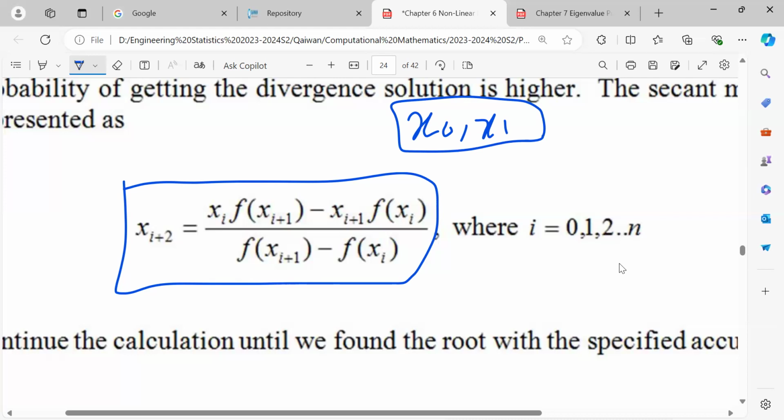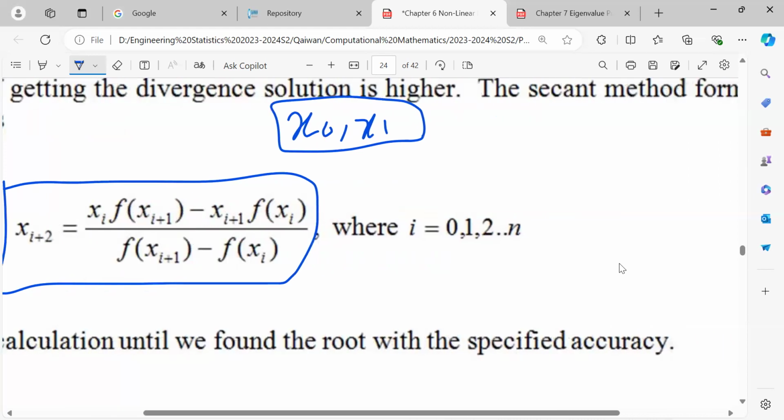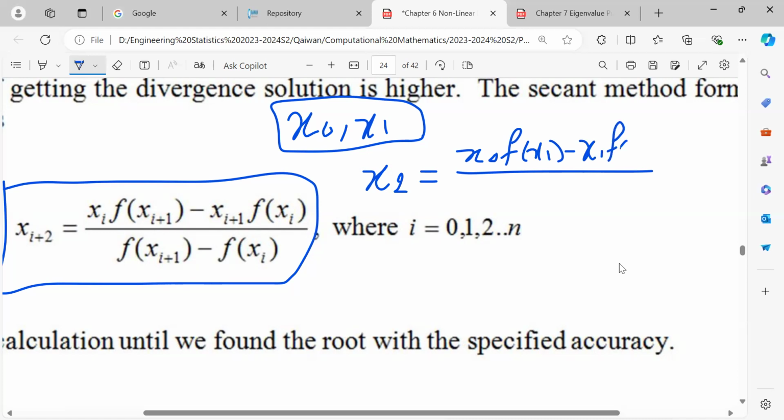We always work on the last 2 values of x. Here, if x0 and x1 are given, we find x2 from x1 and x0. x2 is x0 f(x1) minus x1 f(x0), divided by f(x1) minus f(x0). This is how to find x2.